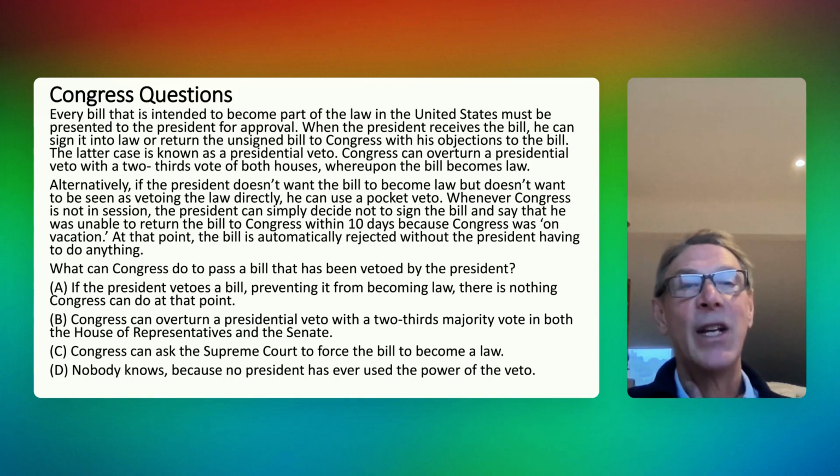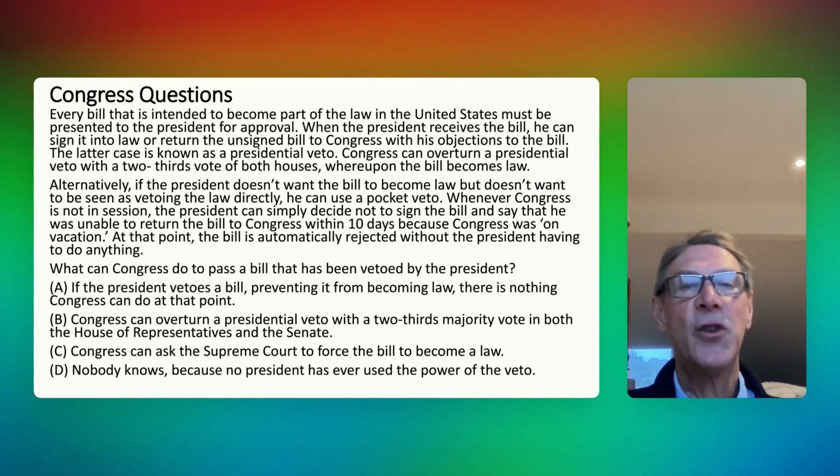The first one is, what can Congress do to pass a bill that has been vetoed by the president? A, if the president vetoes a bill preventing it from becoming law, there is nothing that Congress can do at that point. Well, I don't think that's what the statement says. It tells you how it can. B, Congress can overturn a presidential veto with a 2/3 majority in both the House of Representatives and the Senate. I think that's exactly what it said, but let's check C and D.